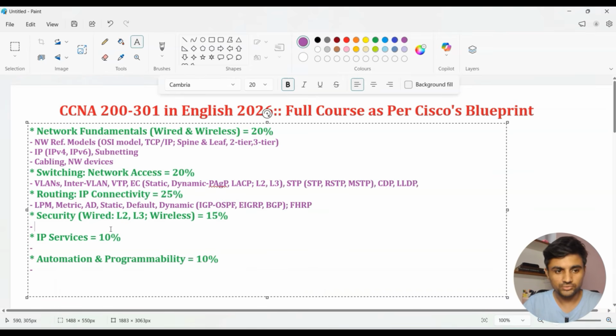And then we go to security. Security, we have layer 2 security, where we talk about your DHCP security, your port security, switch port security.